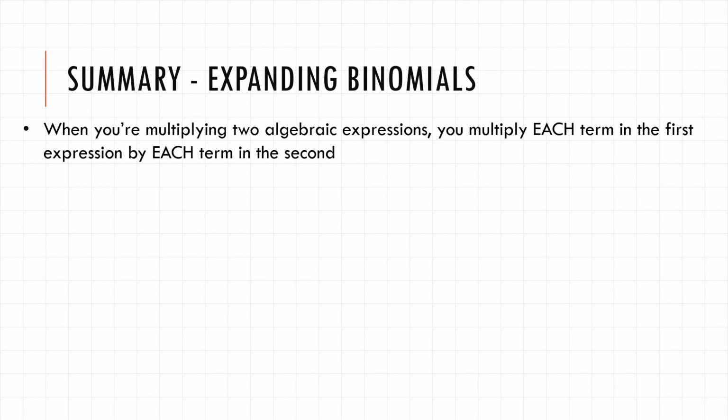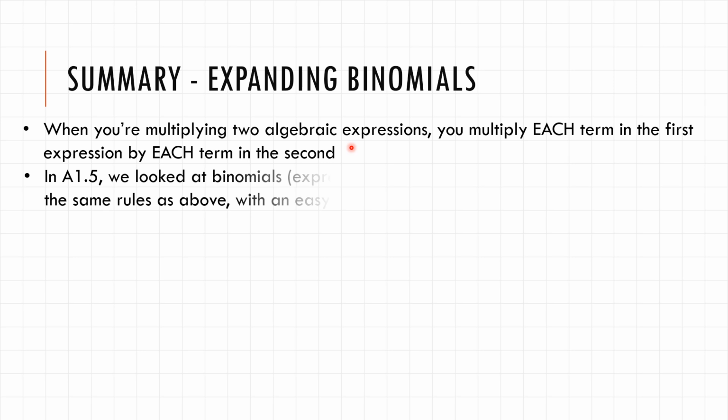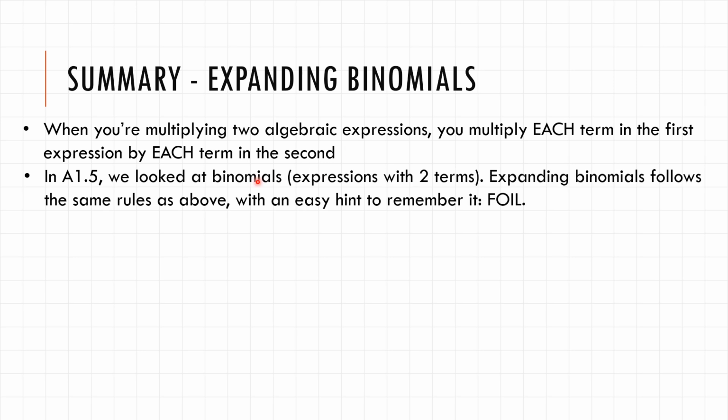After that, we looked into how to go from factored form to standard form. So how to multiply two binomials. When you're multiplying two algebraic expressions, you multiply each term in the first by each term in the second. So in A1.5, we looked at binomials. These are expressions that have two terms. And expanding them uses the same rules I just mentioned. And there is an easy hint to remember if it's just a binomial. We just use FOIL.